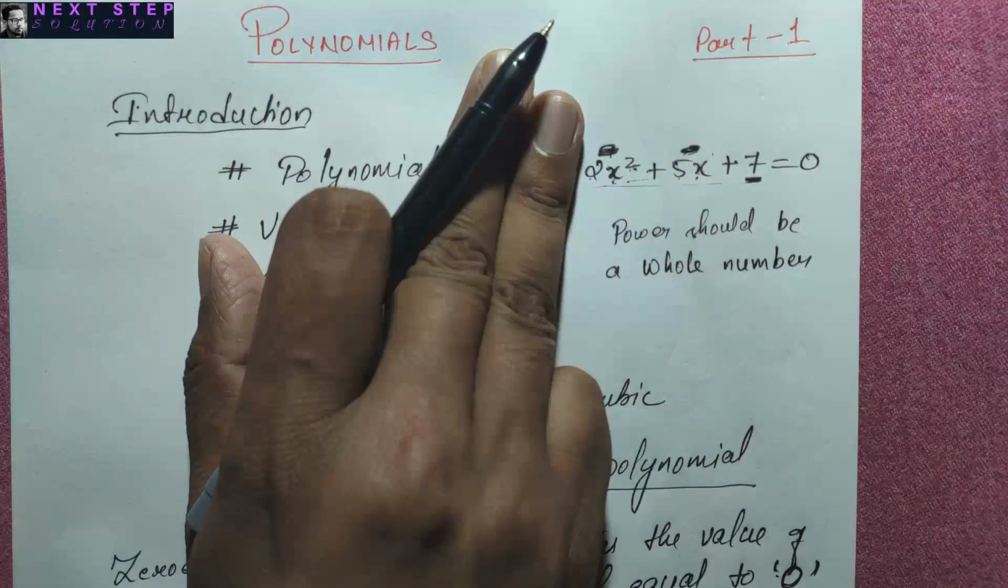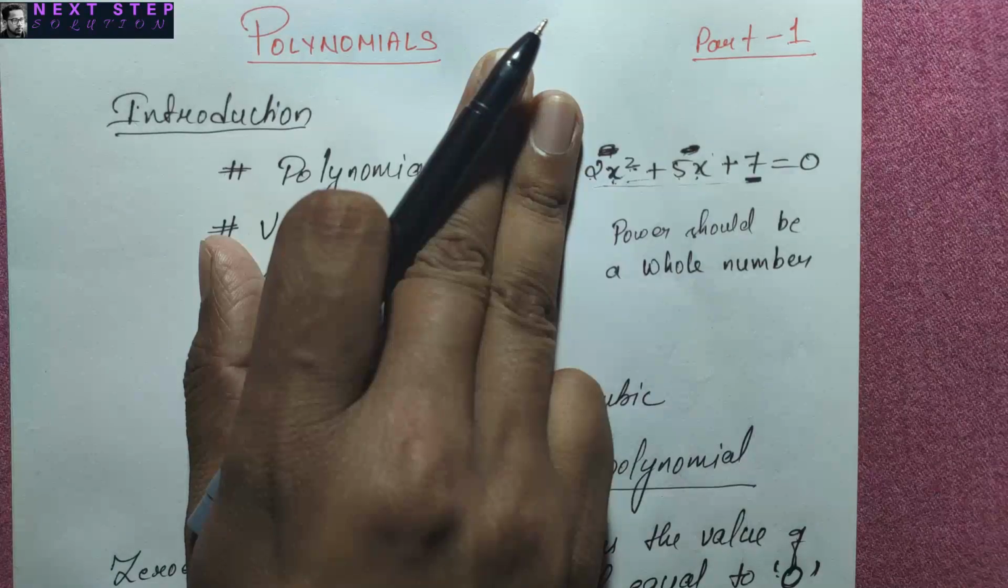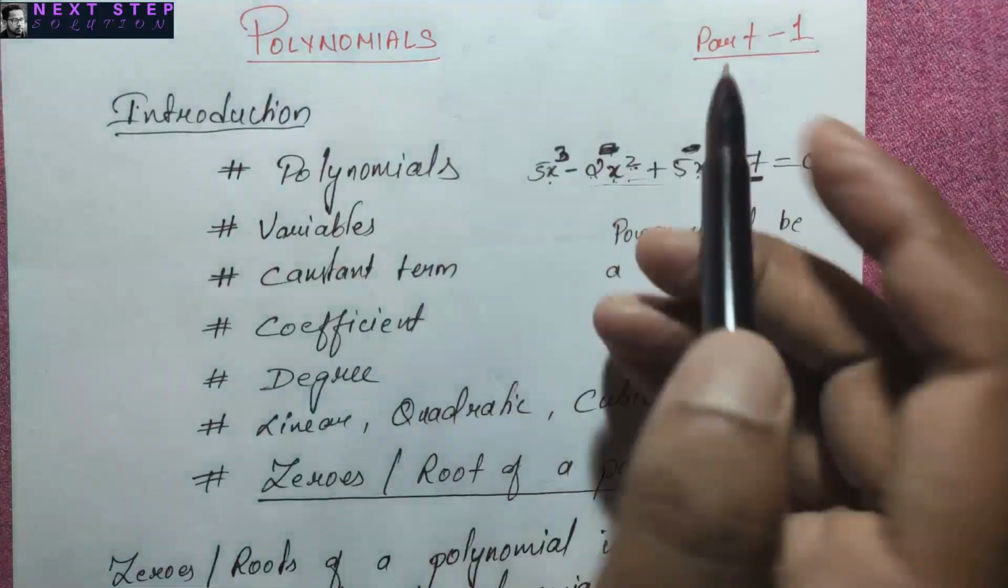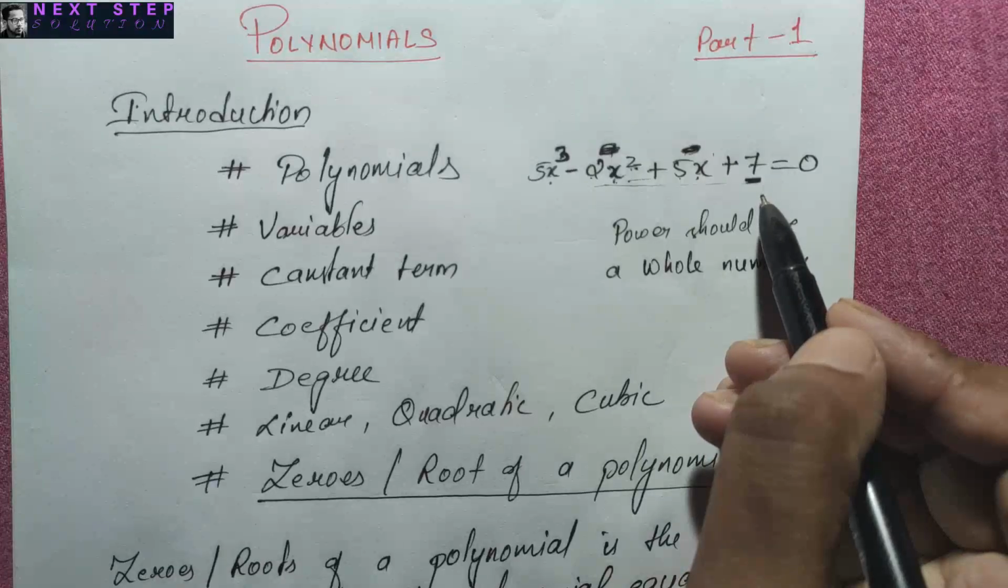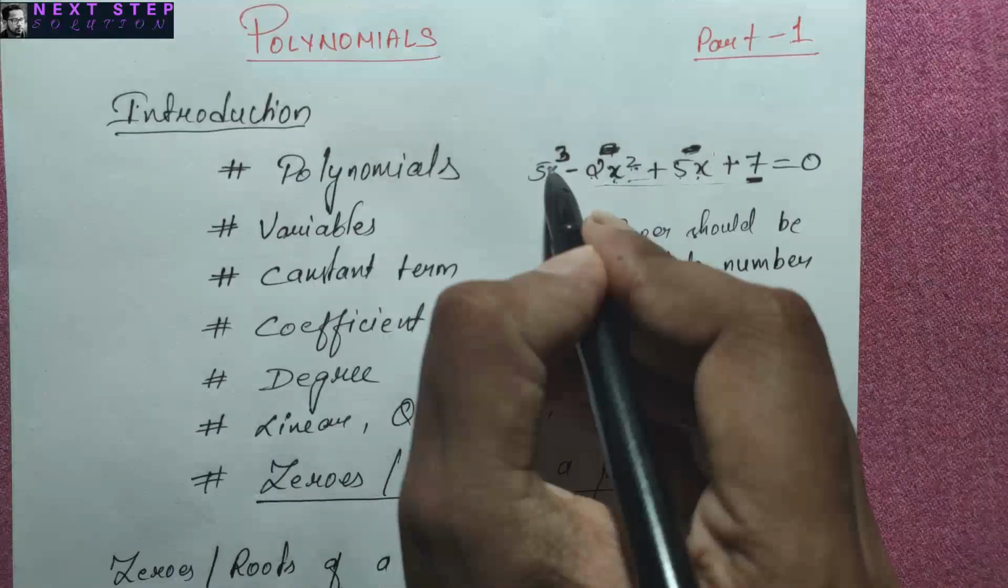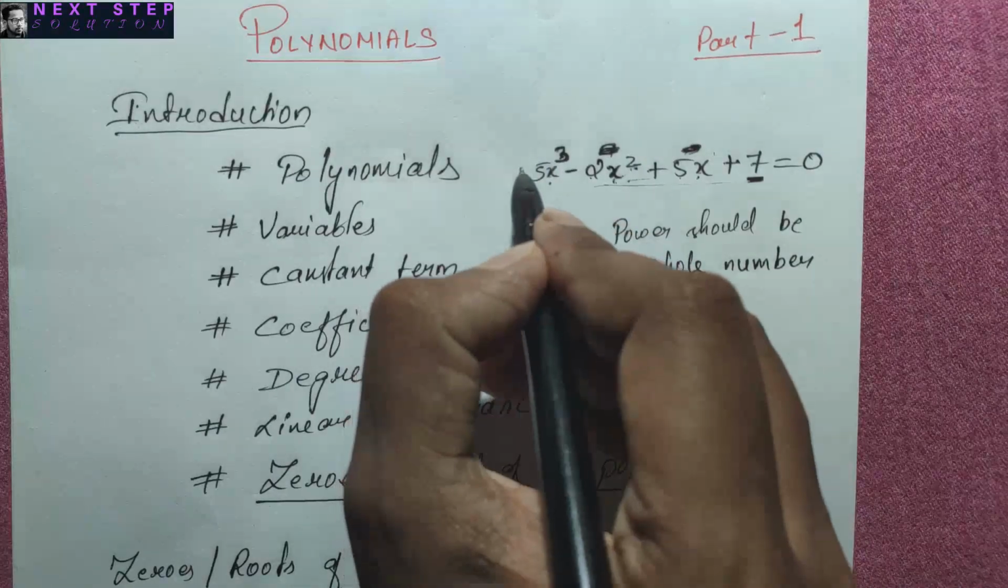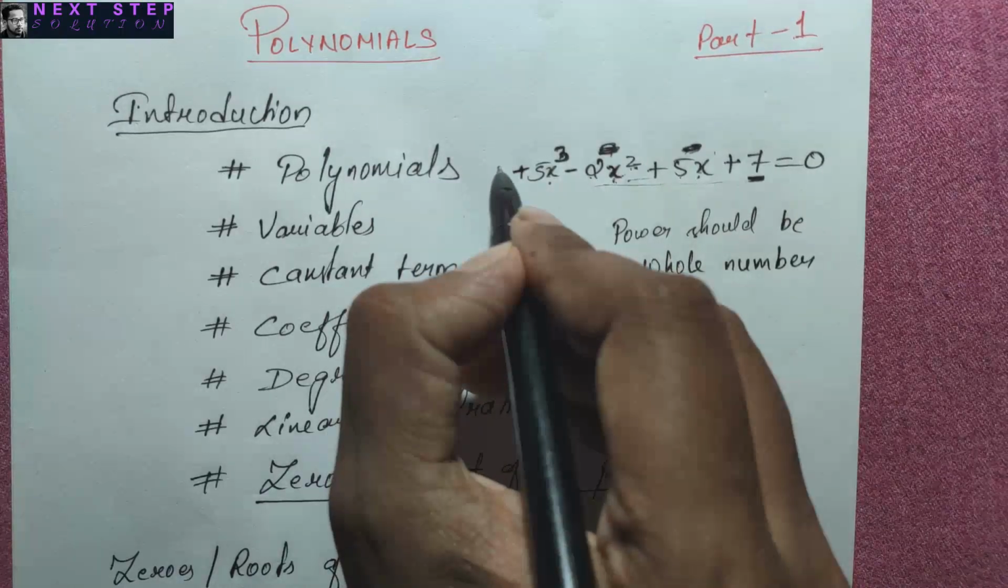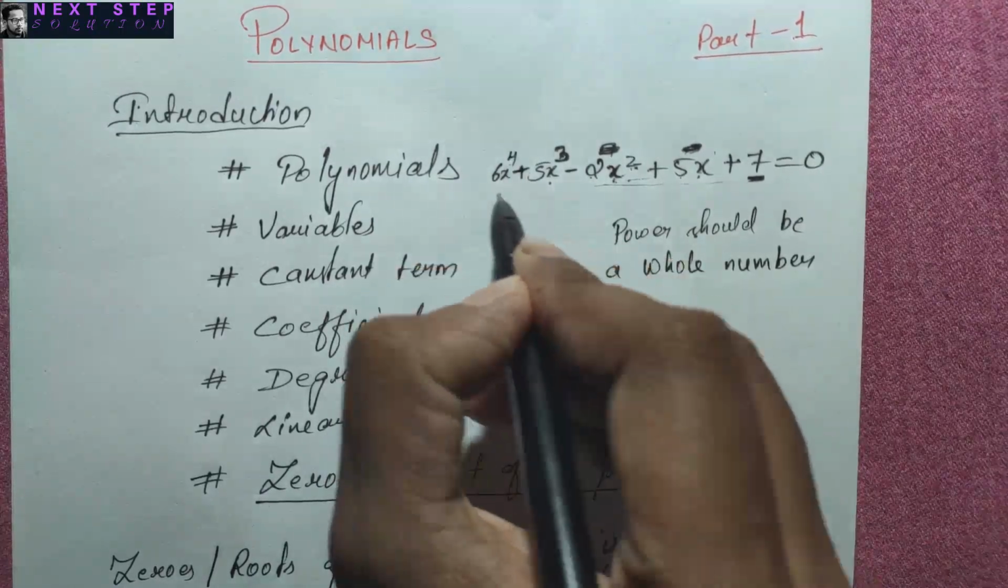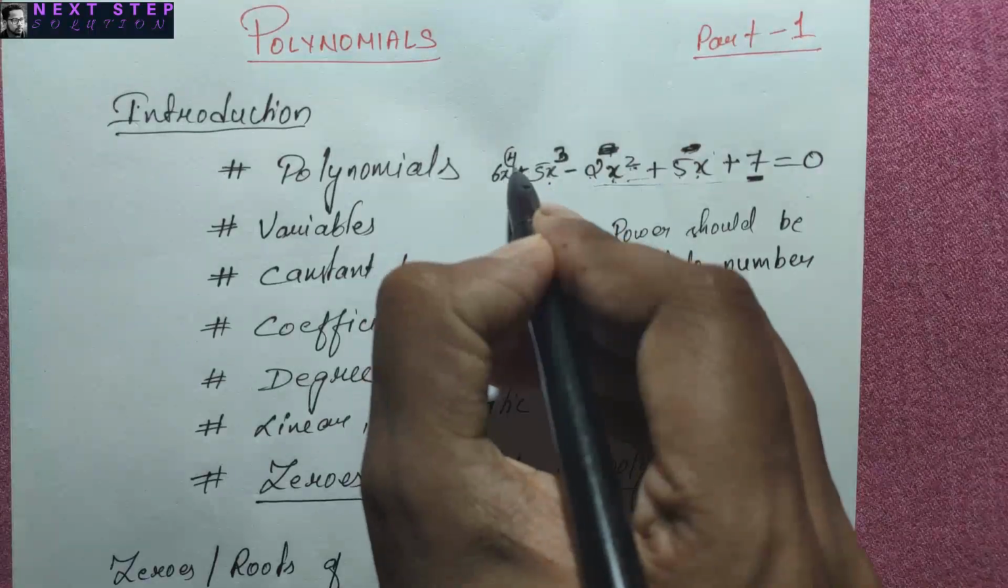If the power is 2 or degree 2, it is a quadratic polynomial, there will be two zeros. If it is of power 3 or a cubic polynomial, there will be 3 zeros. Similarly, if it is of power 4 or degree 4, before this if I have plus say 6x to the power 4, then there will be 4 zeros because it is of degree 4.